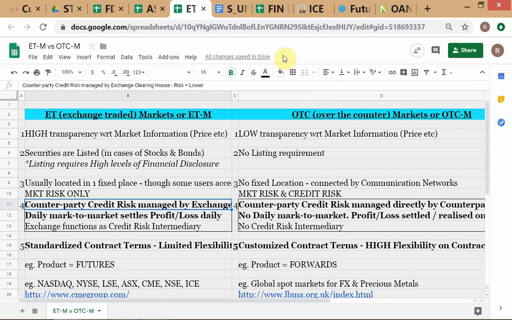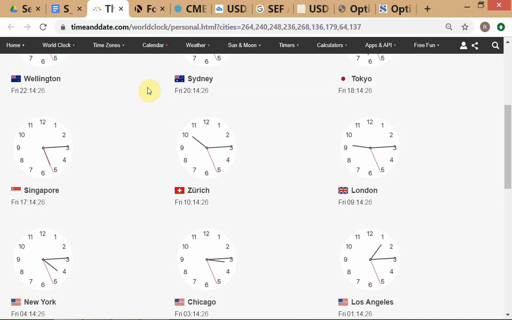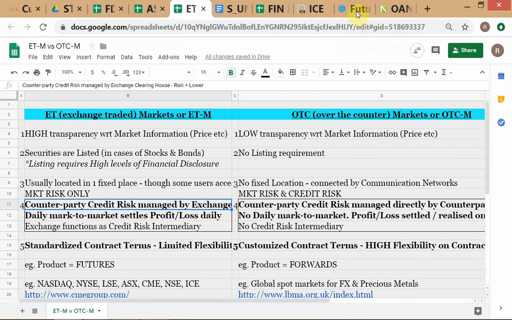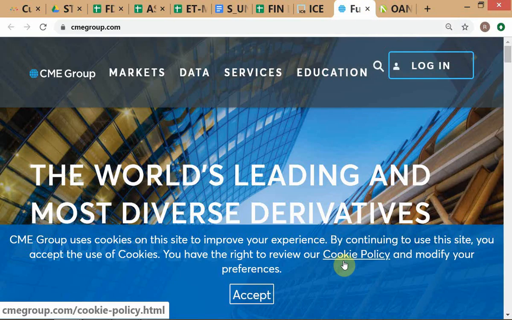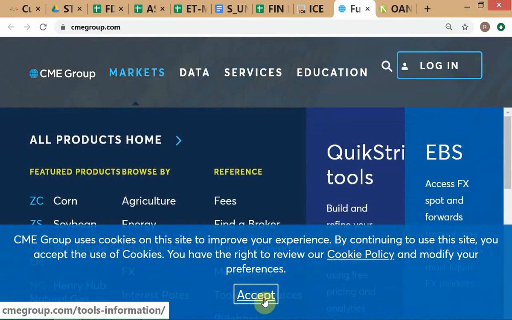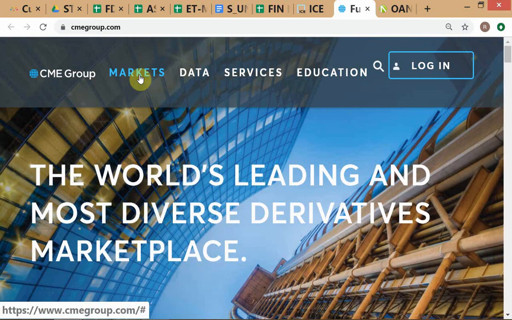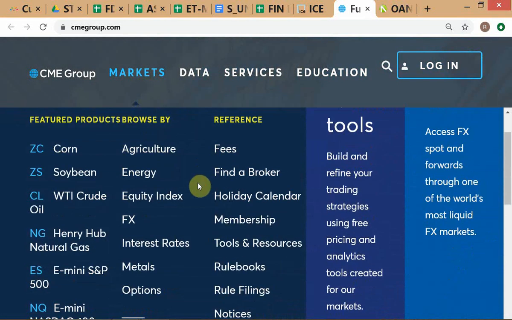Now what happens in between in the case of exchange traded markets. So if you look at an exchange traded market like CME, okay, all the markets that they have, okay, because I have not accepted, they have changed the format of their page. Okay, all the different types of instruments that they trade, all of them will have one feature. Okay, what is that feature?